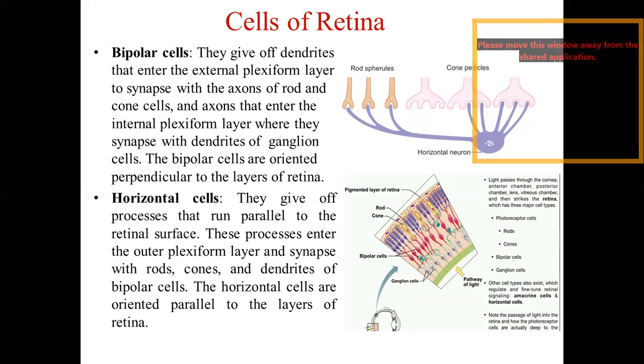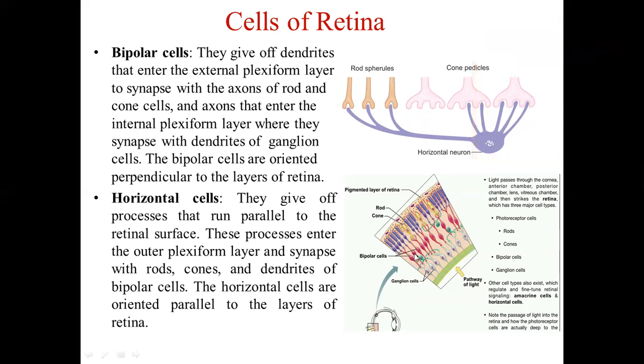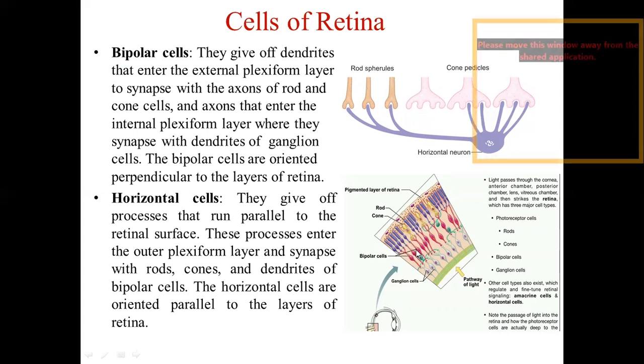That is, first is the bipolar cells. So here in this diagram you can see this pink color, bipolar. So having two processes. You know now the various classification, unipolar, bipolar, multipolar. So bipolar cells are always present in the special senses, eye, ear. So here we have bipolar cells, special neurons.